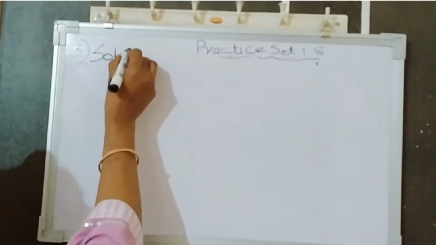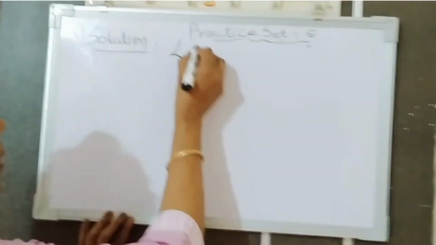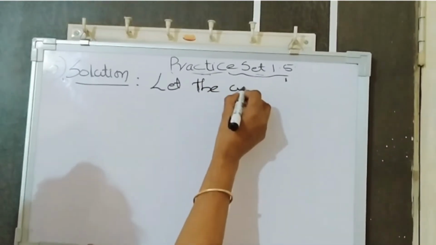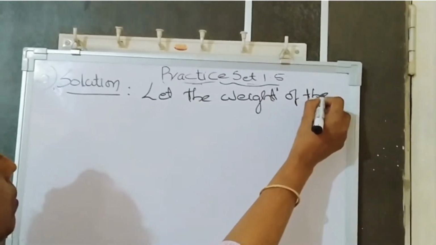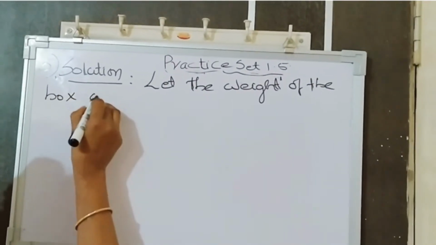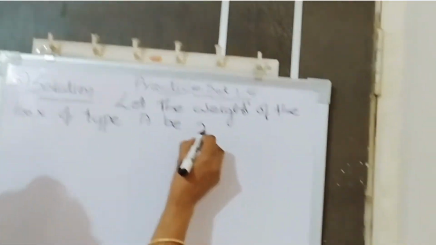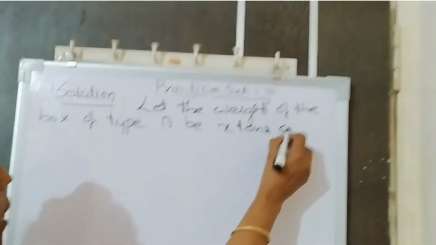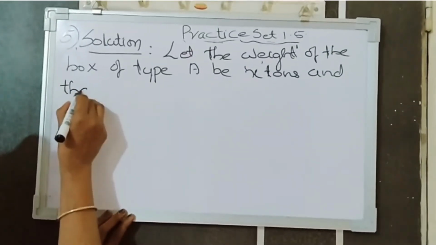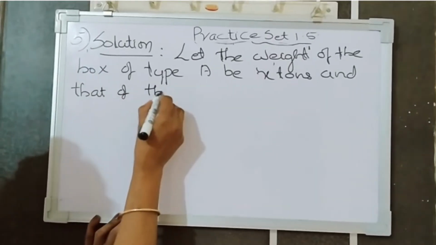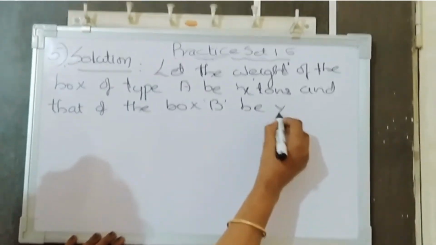The boxes A and B are to be placed in the truck having the capacity of 10 tons. Therefore, first we have to take the weights of the boxes of type A and B. Solution: let the weight of the box of type A be x tons and that of the box of type B be y tons.